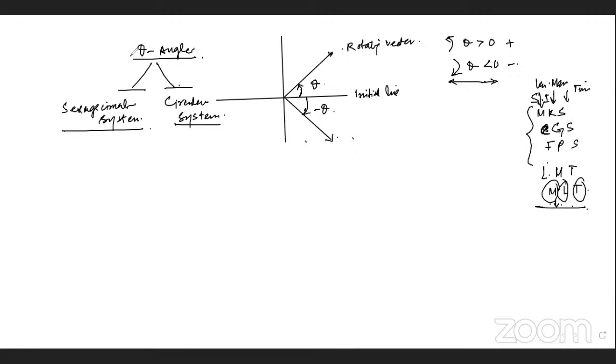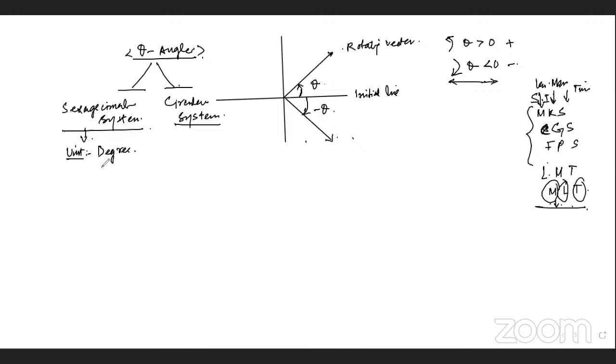Similarly, angle can be measured in two different systems. One is the sexagesimal system, and this is the circular system. And obviously, if you measure in the sexagesimal system, there should be some kind of unit for the angle. So we said that degree will be the unit of the angle.